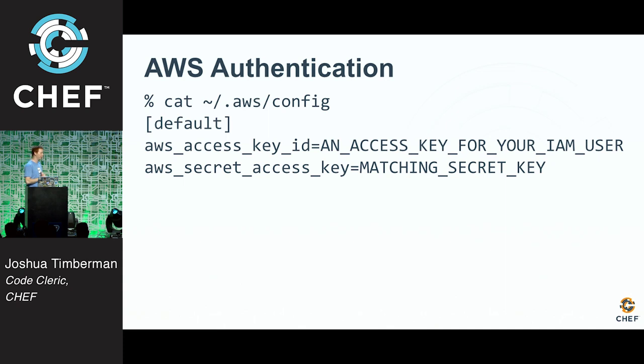In order to authenticate with AWS, if you don't provide a configuration to Chef provisioning for AWS credentials, which you can do with machine options, it will automatically look in your AWS directory for a config file. If you've used any of the AWS command line tools, this is Amazon's documented way to store your credentials on your local system. So it will automatically pick those up and use them.